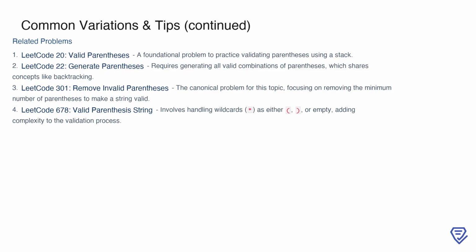Then, of course, there's LeetCode 301, the problem we're discussing now, which centers on removing the minimum number of parentheses to make a string valid. Finally, LeetCode 678, valid parenthesis string, adds another layer of complexity by introducing wildcards that can act as opening, closing, or empty characters. This variation challenges you to extend your validation logic to handle more dynamic inputs. Practicing these related problems can help you build a deeper understanding of the principles behind parentheses validation and manipulation.